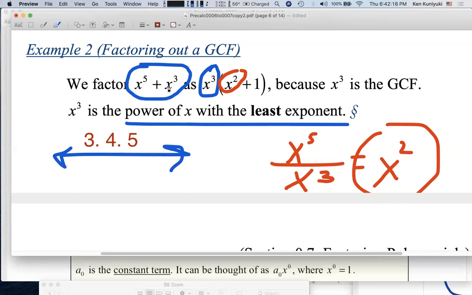And then the x cubed divided by itself, don't worry about the 0 issue. X cubed divided by itself is 1. All right, so you need that 1. You can think of it as a necessary placeholder. A lot of students forget the plus 1, but you do need it.